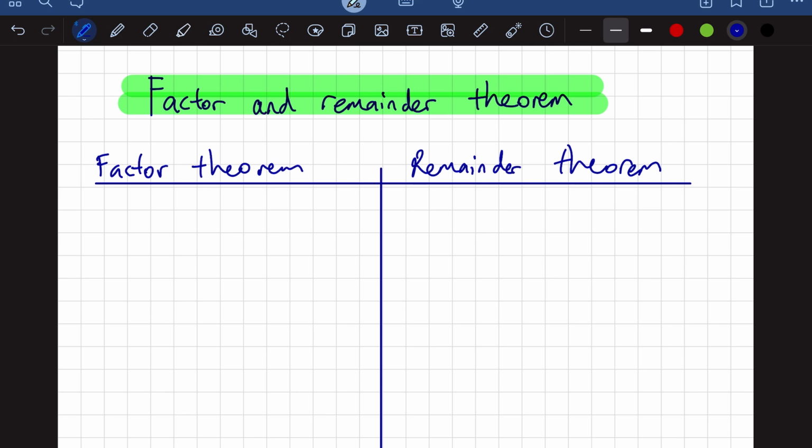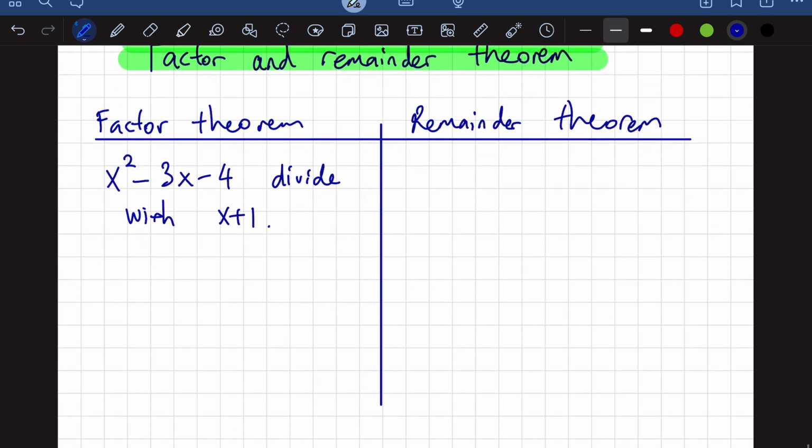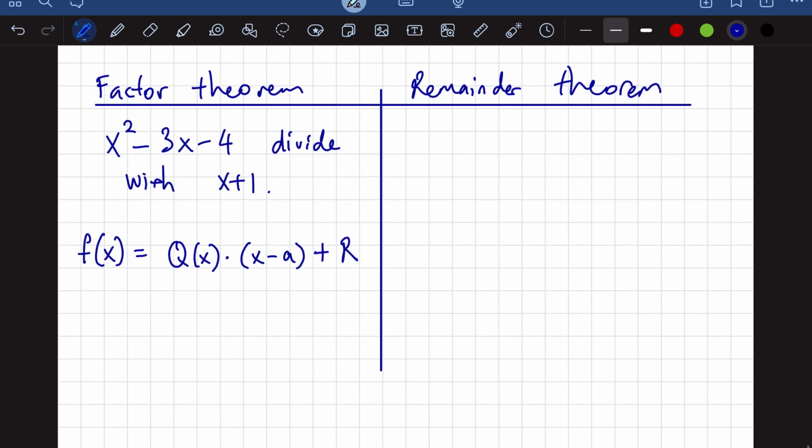Okay, so let's say I have a polynomial x squared minus 3x minus 4. And I'm going to divide that with, let's say, x plus 1. Now, I'm not sure if x plus 1 is going to be a factor or not, right? But what I know is this. In general, we say that the original polynomial will always be equal to the quotient multiplied by the divisor, let's say in the form of x minus a, plus a remainder r.